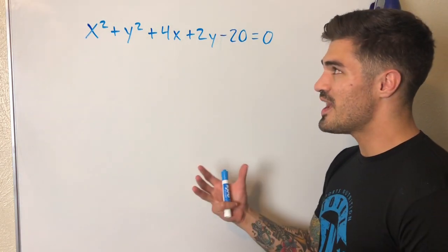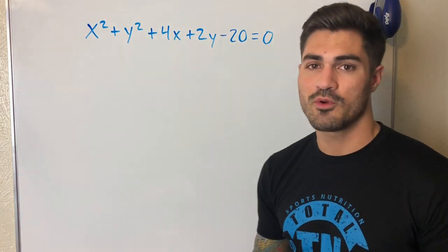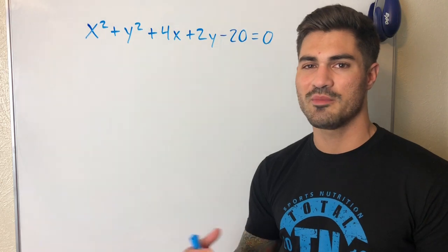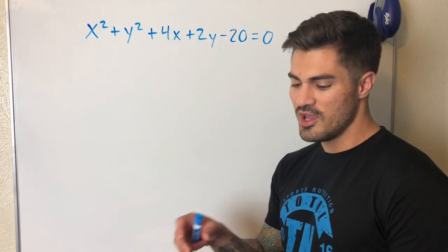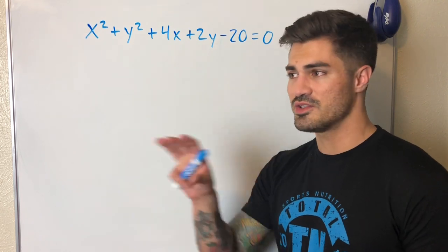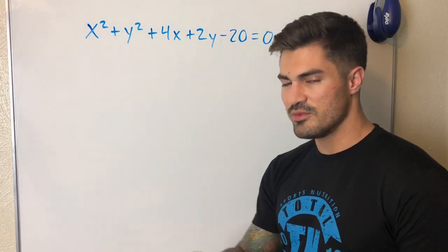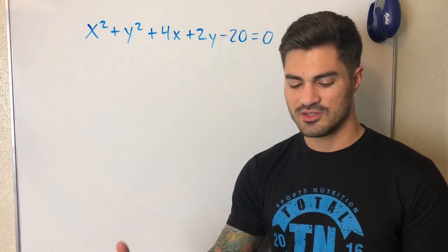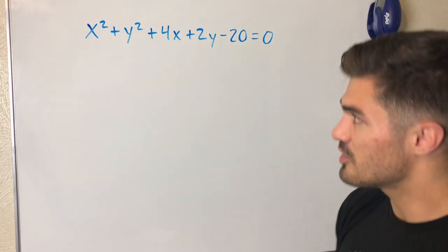Because the goal is to get it into that form, x minus h squared plus y minus k squared equals r squared. If we can get it into that form, the center and radius are really easy to find. We can just see it from that form, right? And then we can easily graph it using that center and radius. So let's start completing the square.